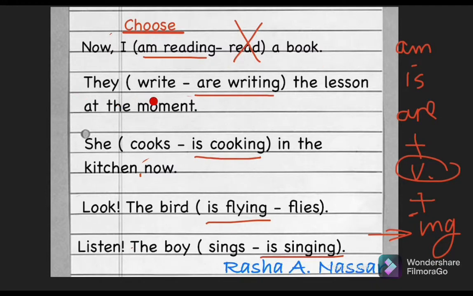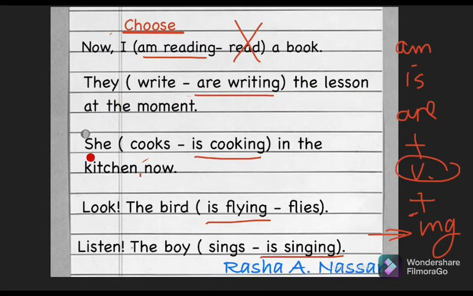They write or are writing the lesson at the moment. They are writing. Why? Because here I have "at the moment," and "at the moment" expresses the present continuous tense: am or is or are plus verb plus ing. So I will use "they are writing the lesson."